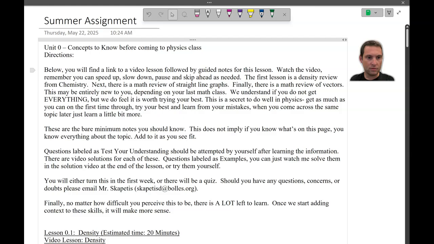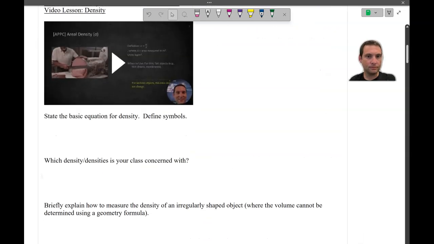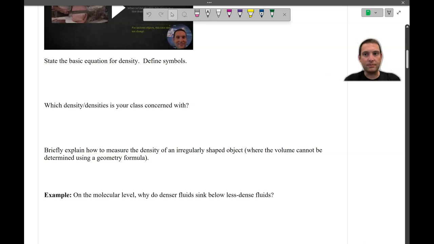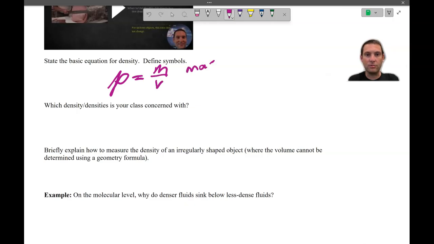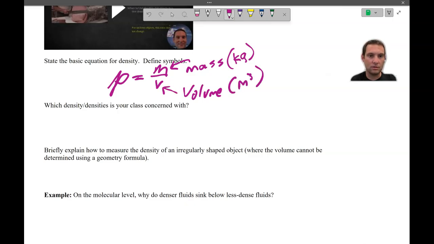All right, some solutions here. Basic equation for density: rho equals m over V. Whenever you write equations, I find it is sometimes useful to say exactly what each thing is and maybe point to it. Volume is measured in cubic meters, and then density, our units for density will be kilograms per cubic meter.